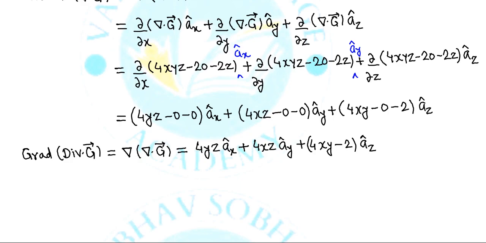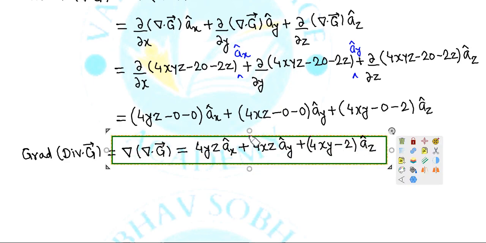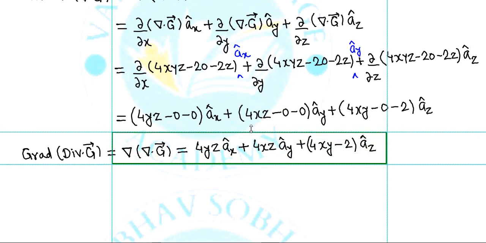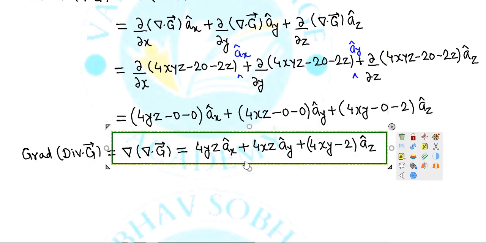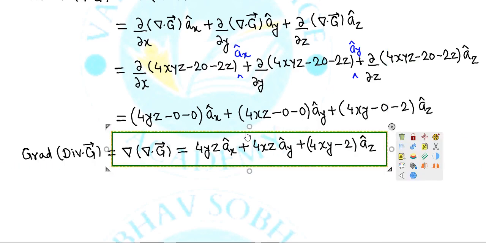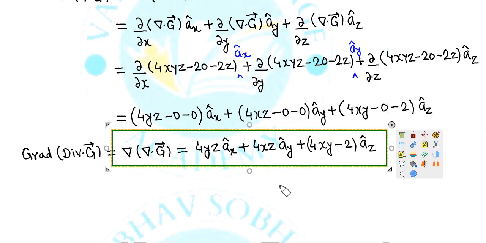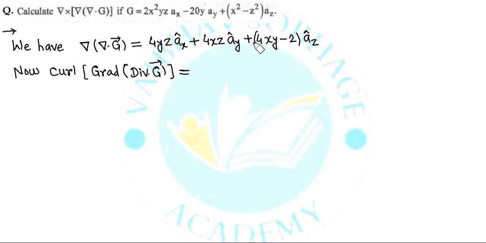So this is the second term that we need to find out within this numerical. We have found out the gradient of divergence of your given vector g. Now the next thing that we are going to find out is its curl of this whole term. In the previous slide, we found the gradient of divergence of the given vector g. Now here, we are going to find the curl of the gradient of divergence of the given vector g.